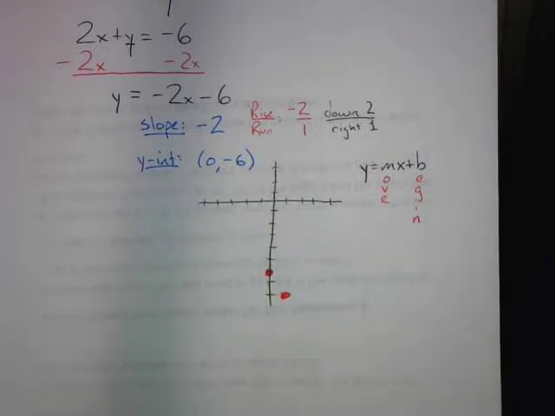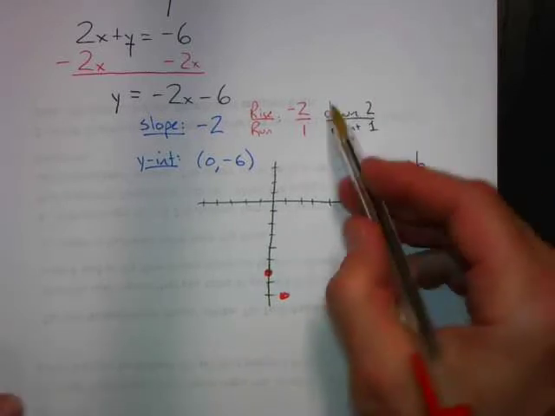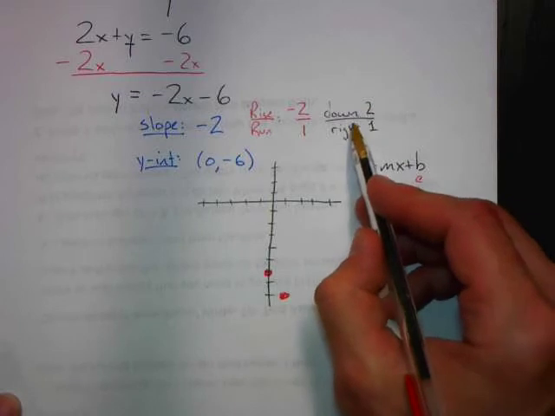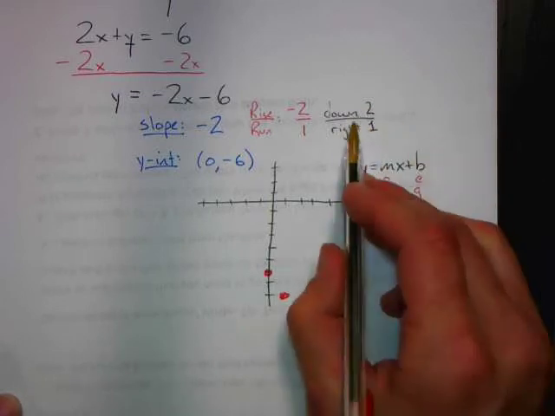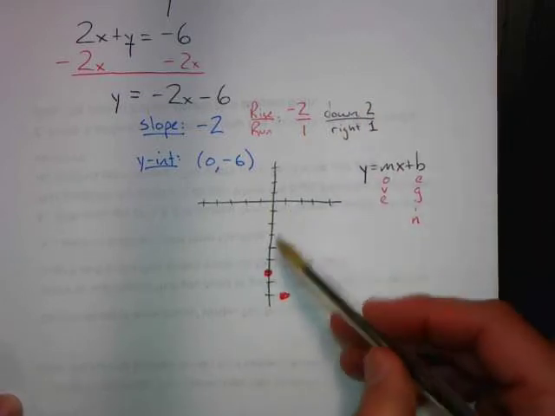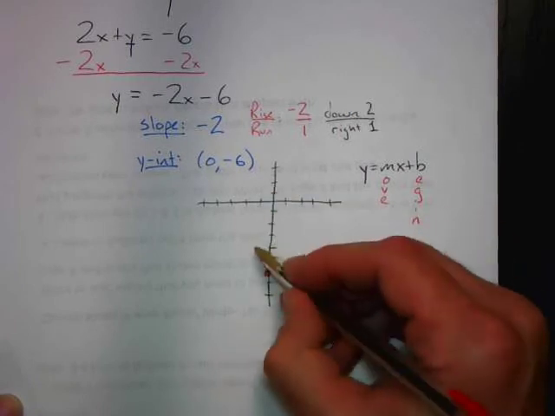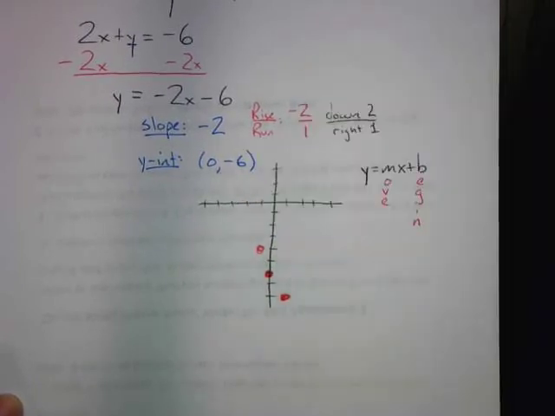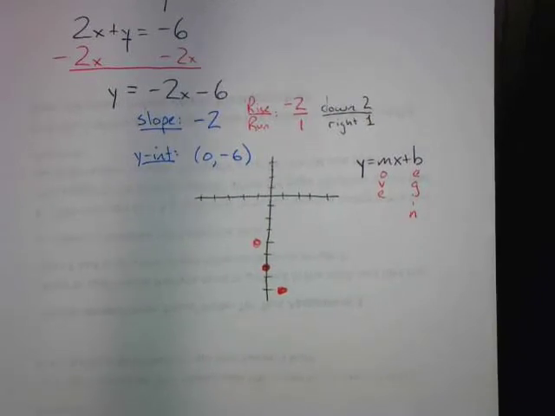Now, what we could also do is move in the opposite direction. We could also move up 2 and left 1, because we're going to be on the same line. It doesn't matter which way you count your slope, you're going to be on the same line.